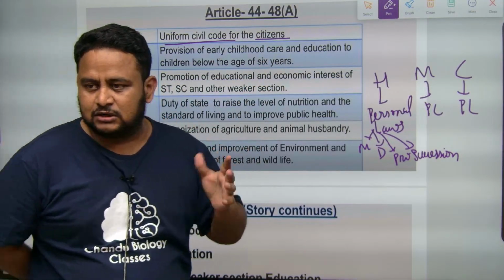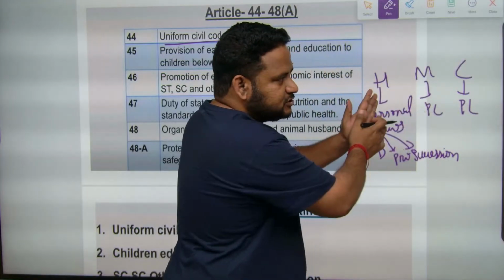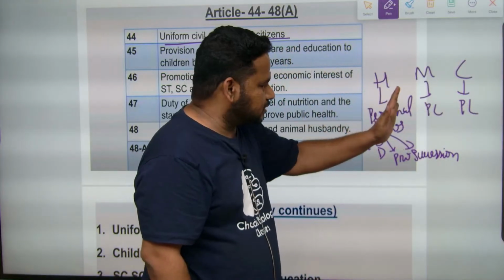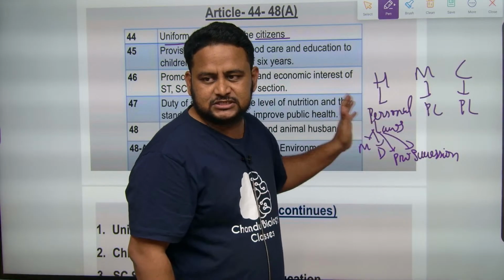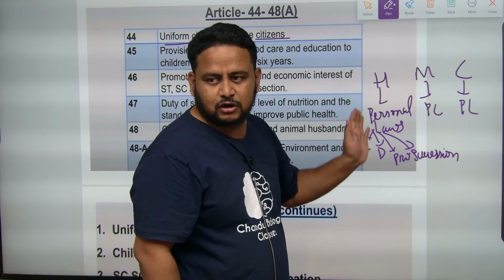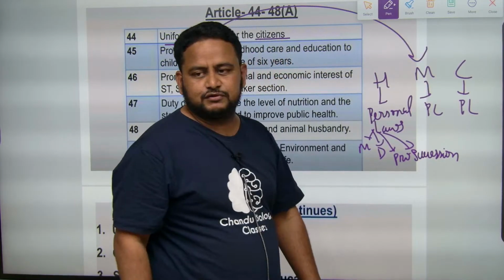governed by a single law. That means make all the personal laws the same. That means there should be no personal laws. There should be one single law which is governing all the religions. That is the meaning of uniform civil code.